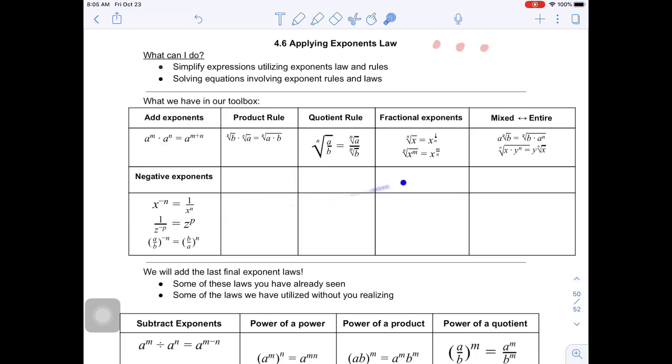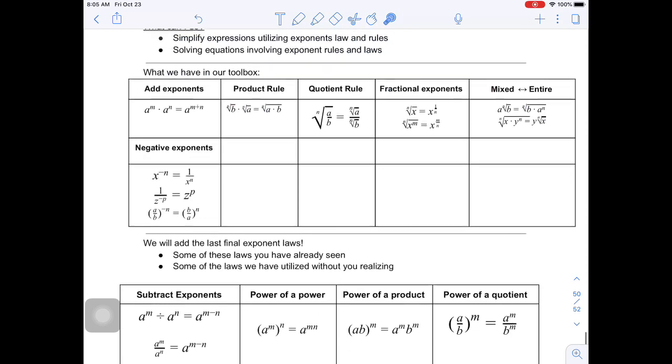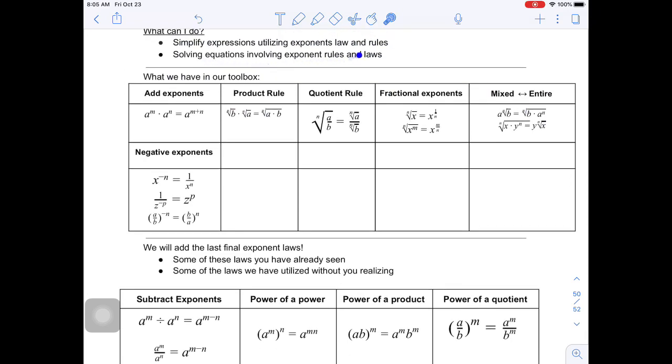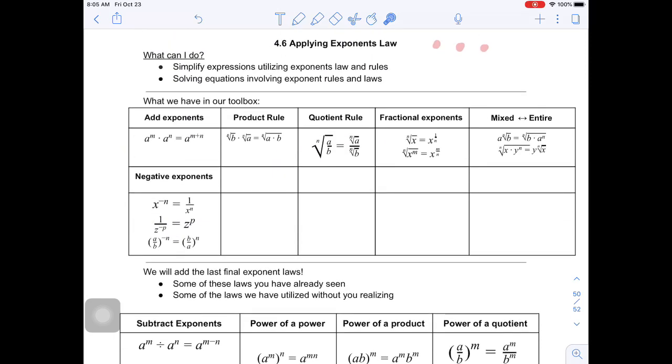So how can I use all these rules? And additionally, these rules you have seen before. We've actually done these, hopefully in grade 9, but I'll go over a few examples with them anyways. And then solving equations involving exponent rules and laws. So again, we've seen these before. These are all of my other videos from 4.1 up to 4.5.